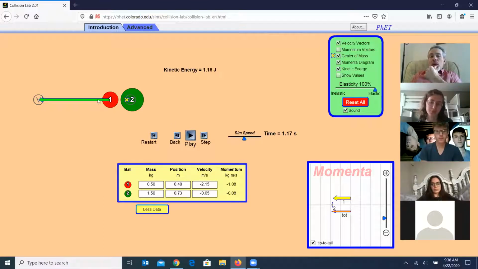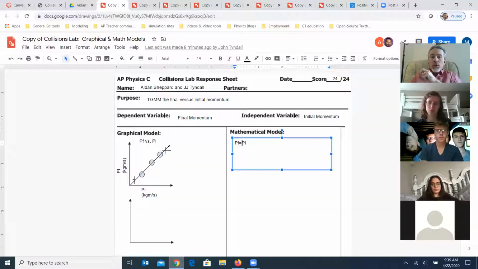So even though the red one does have an impulse, the green one has an impulse that's equal and opposite, so that the total momentum stays the same. In fact, from this lab, what we're learning is that momentum is conserved. It's kind of like energy, it's conserved. Well, it's actually a little bit tougher than energy, because with energy, you didn't have to worry about direction. With momentum, you have to worry about direction.